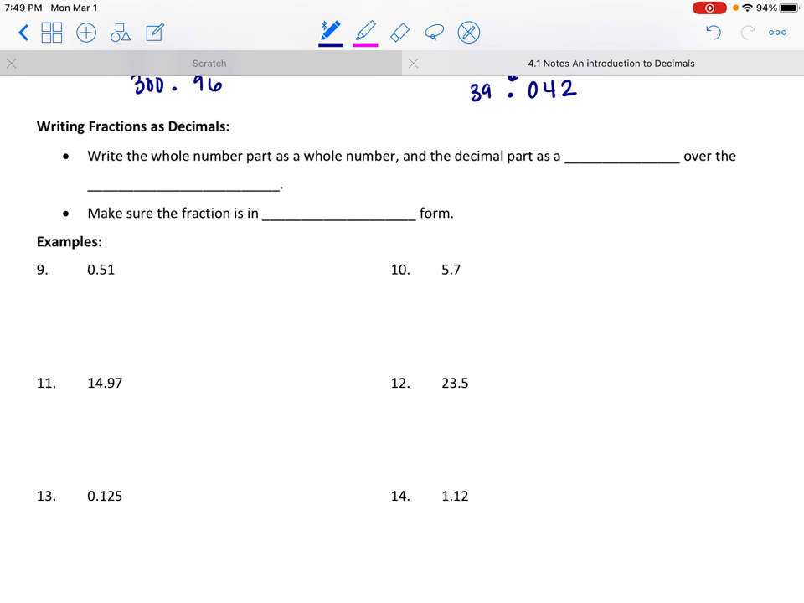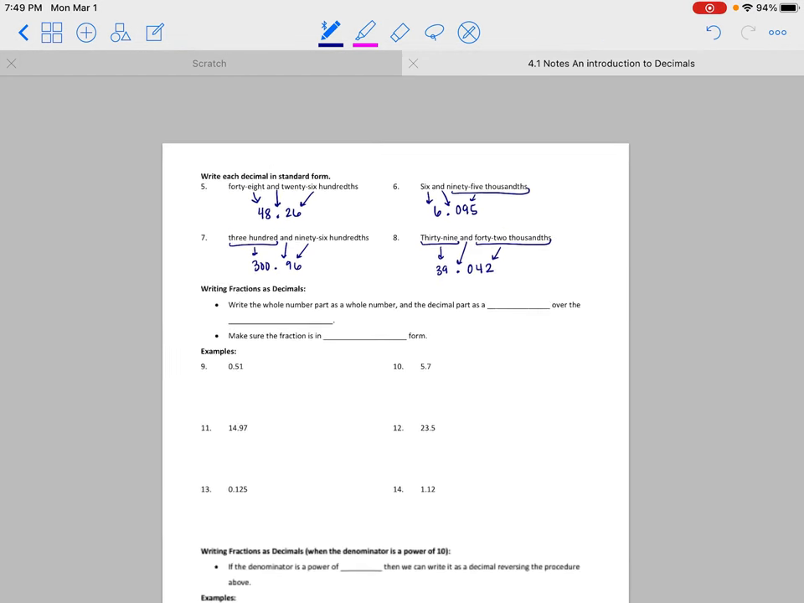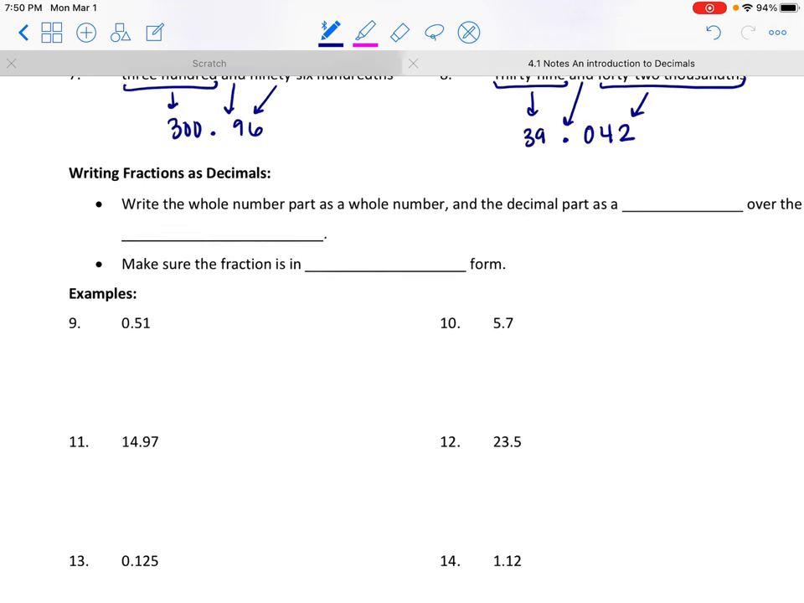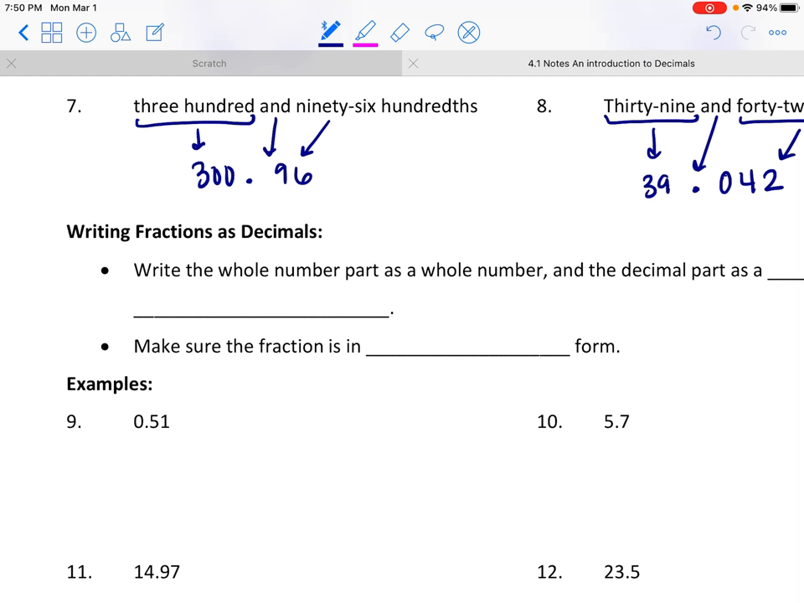There are some situations here where we should be able to also write fractions as decimals. And I don't think that's what I meant to write there. I think I meant to put that in reverse. I'm looking at this going, we're not writing fractions. I have this backwards. Writing decimals as fractions. Goodness.